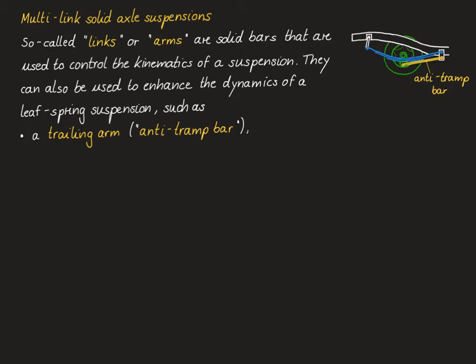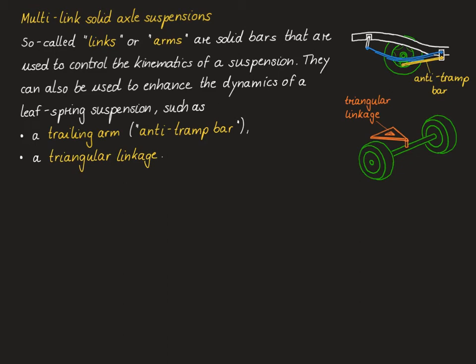And what the anti-tramp bar does, it constrains the way the solid axle can move, in the sense that it only allows for the solid axle to move up and down at the end of the tramp bar, and not in particular longitudinally along the vehicle.